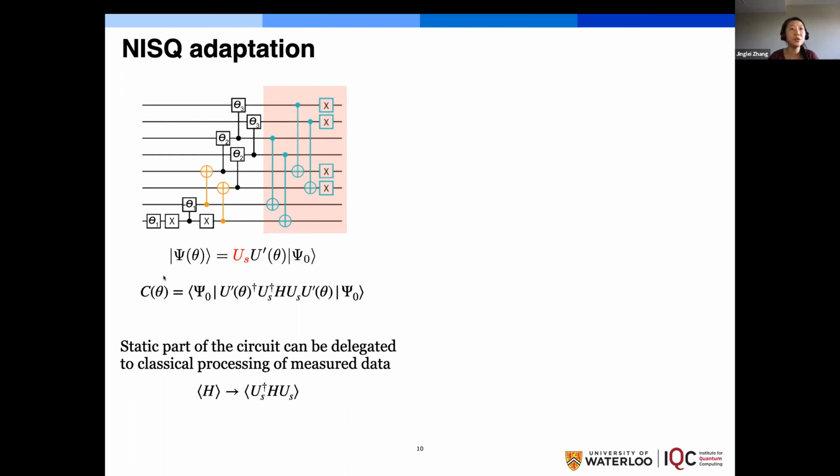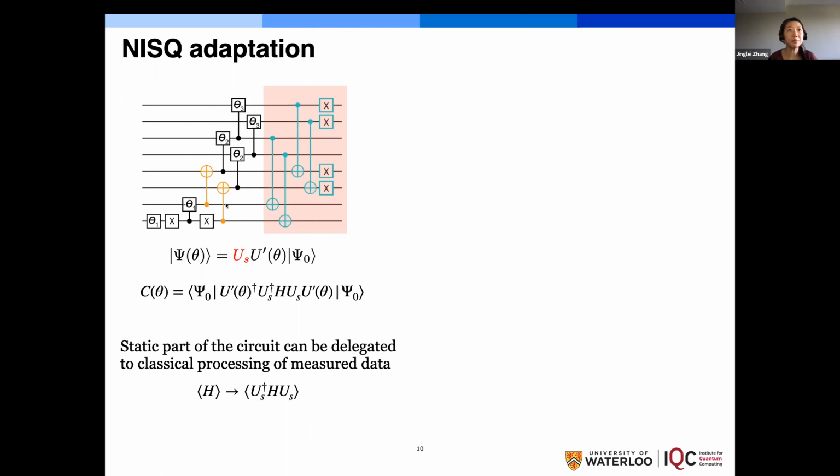So if you look here, I have written the cost function. It's just the expectation value of the Hamiltonian over the variational state. We notice that the calculation of this part, of the static part of the circuit, can be included classically into the Hamiltonian, right? So essentially, we delegate all these operations into the classical part of the Hamiltonian so that the quantum circuit only has to do this part of the circuit. And this is already a huge gain because I have reduced the depth of the circuit, so I have reduced the coherence time requirement on the quantum hardware.